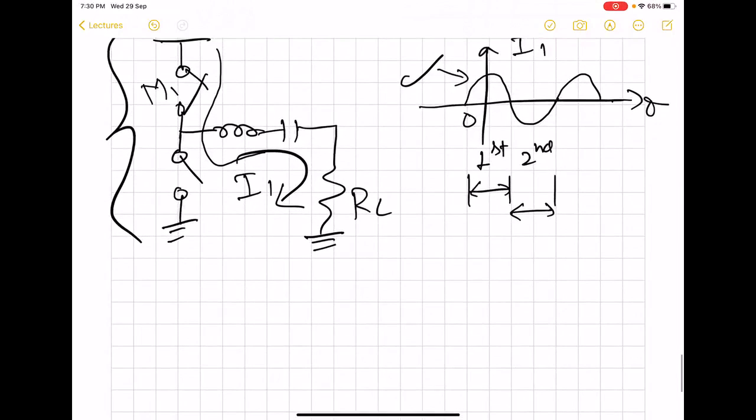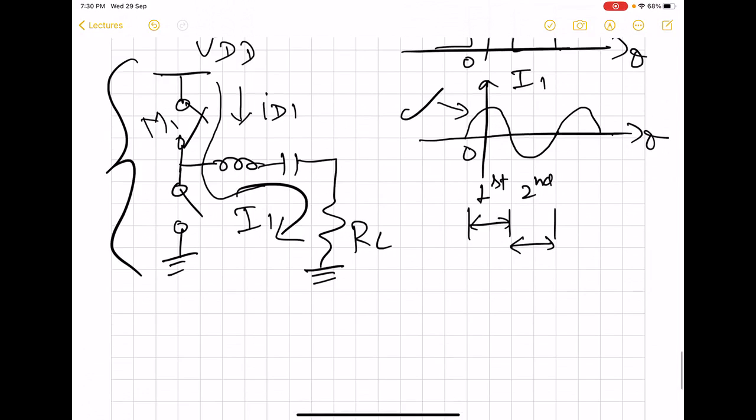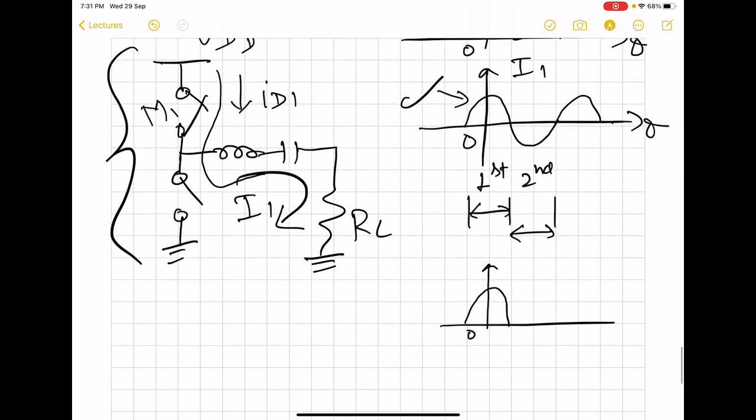But during each of the positive halves of this sinusoid, the current will be flowing. So if we call this current ID1, that means the total current flowing through MOS one through its drain, then we can say that ID1 is going to look like this. Non-zero, exactly equal to the first half of the fundamental through the load, and then 0 during the second half, then again non-zero and 0. So this is ID1.